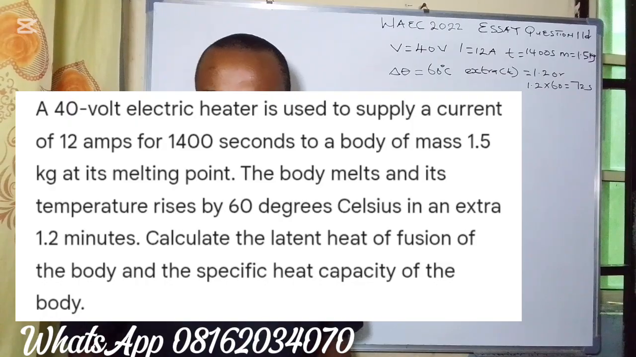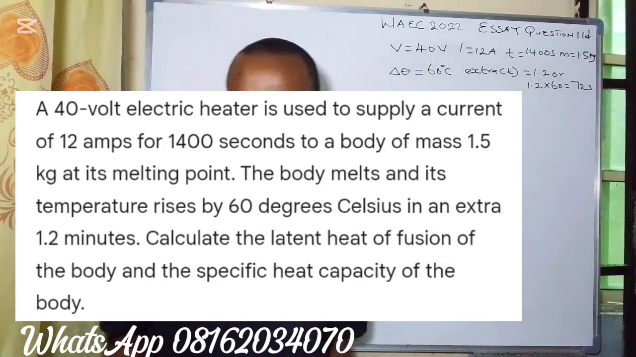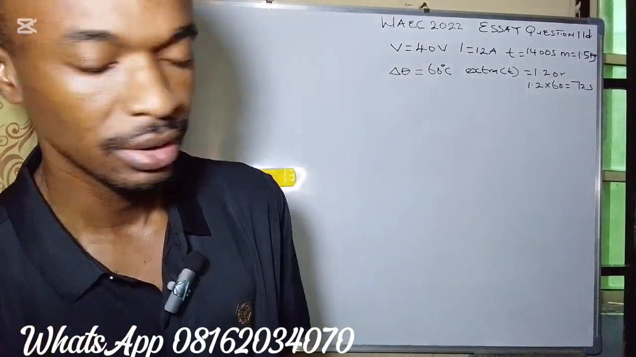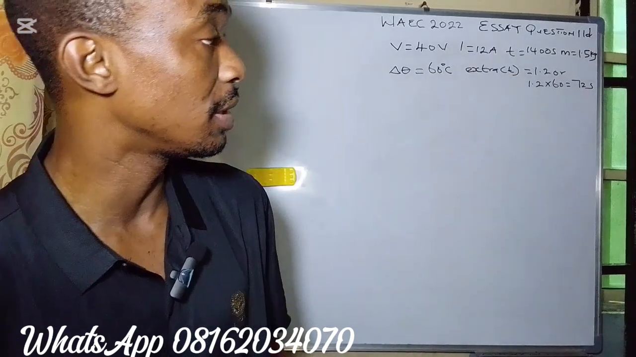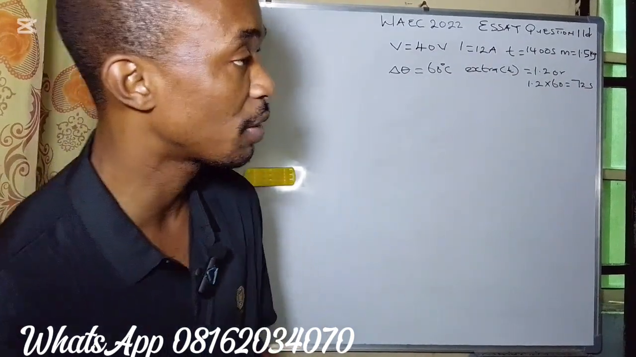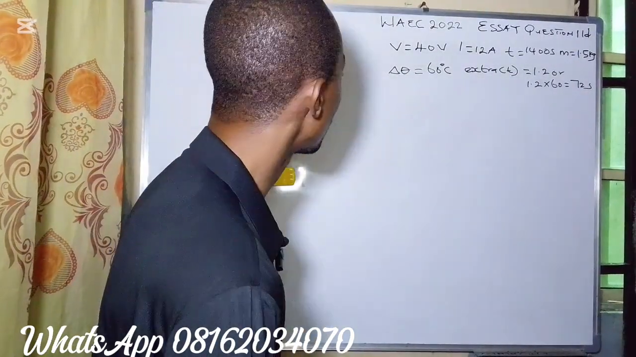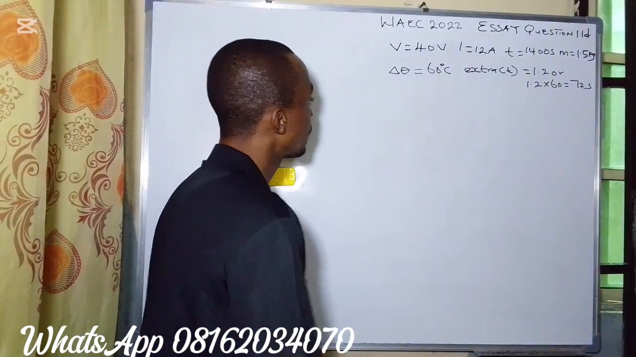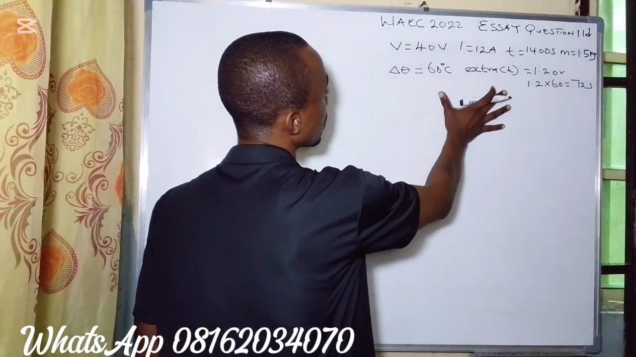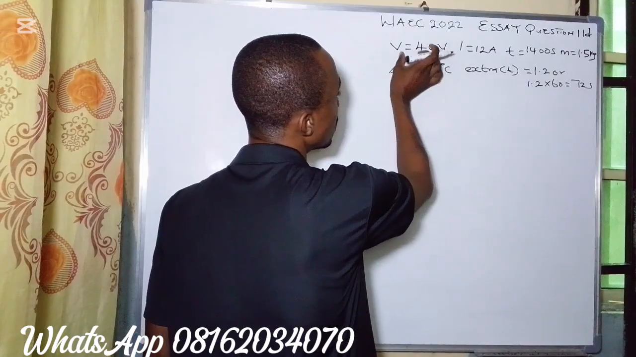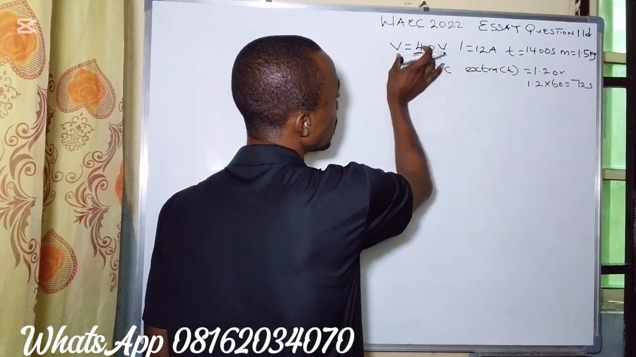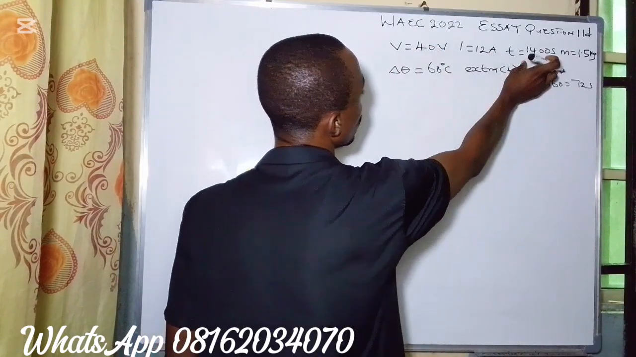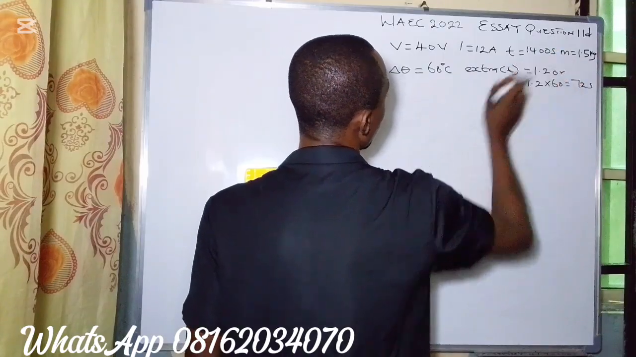Is that okay? So we are going to be looking at that briefly. The first one is latent heat of fusion, which means it's melting. The second one is specific heat capacity. I've already written out all the parameters: this is the voltage, you have the current, you have the time, and then you have the mass.